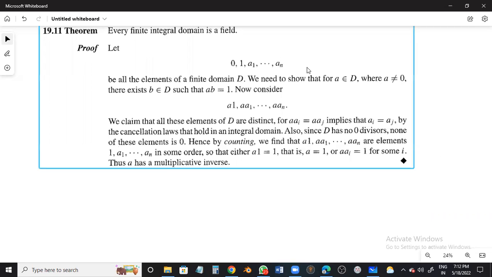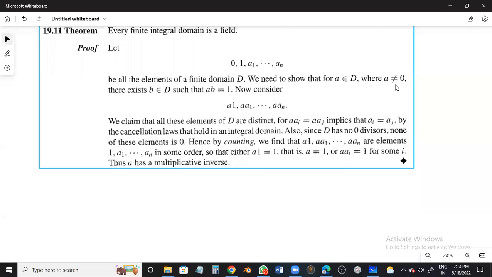So there are n plus 2 elements, meaning the ring is a finite ring. These are all the elements of this particular finite integral domain. Now we'll select any a from this ring, and I say that a is non-zero because 0 is mentioned separately over here. So I'm taking a to be non-zero.